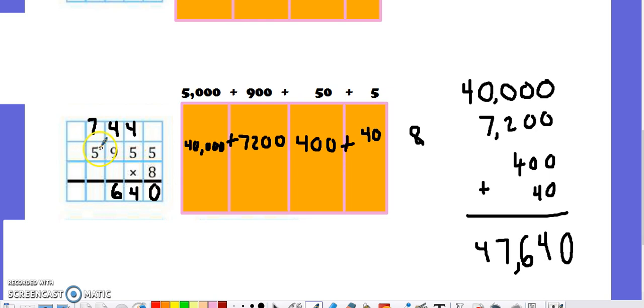8 groups of 5 is 40 again. 41, 42, 43, 44, 45, 46, 47. Carry your 4. Bring down your 7 and then drop down that 4. 47,640. The standard algorithm is certainly going to get it there quicker, but if you'd like to use place value, remember, expand the number first, then add them together as well. Hope this video helps.